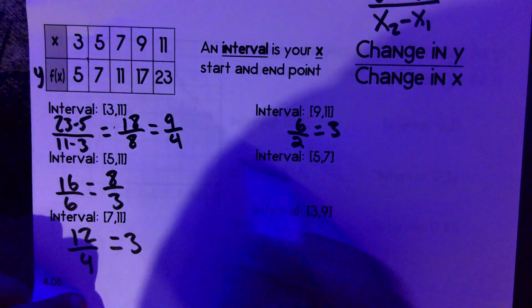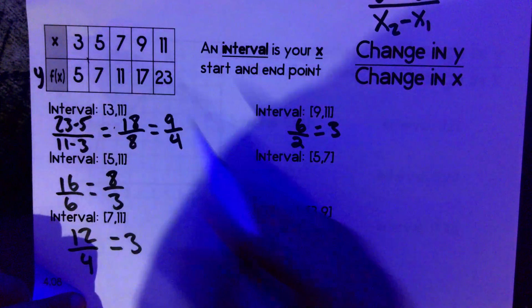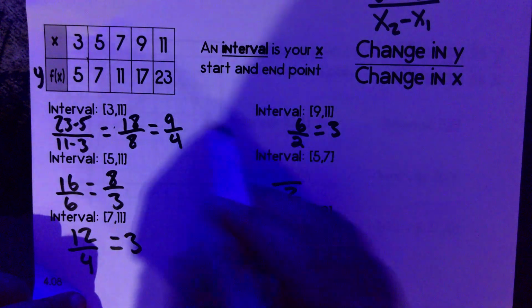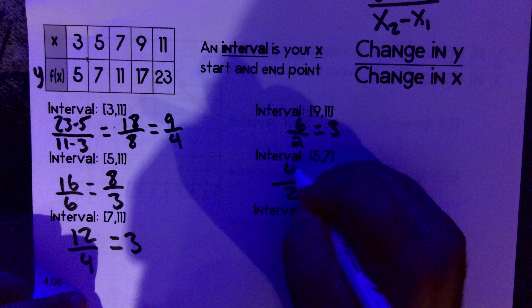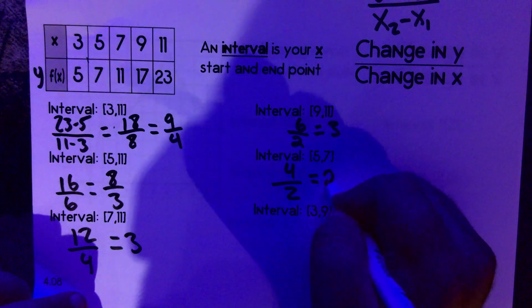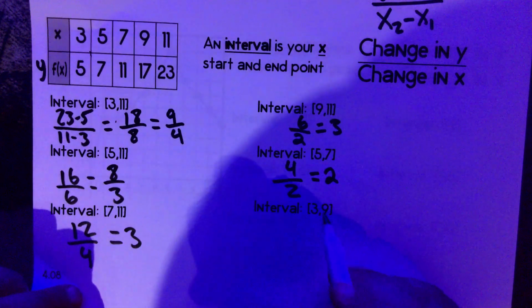Alright, from 5 to 7 on the x, it went up 2. And it went up 4 on the y. 4 over 2 is 2. My average rate of change is 2.